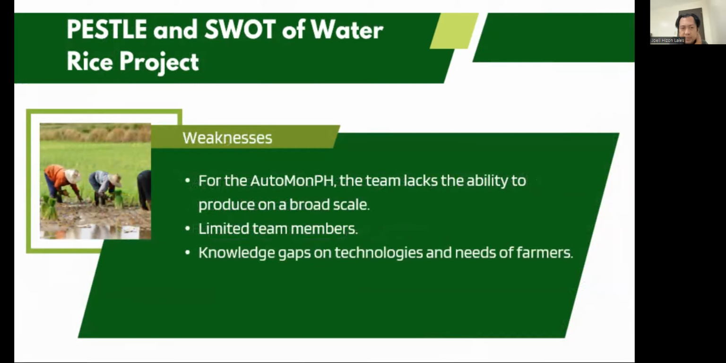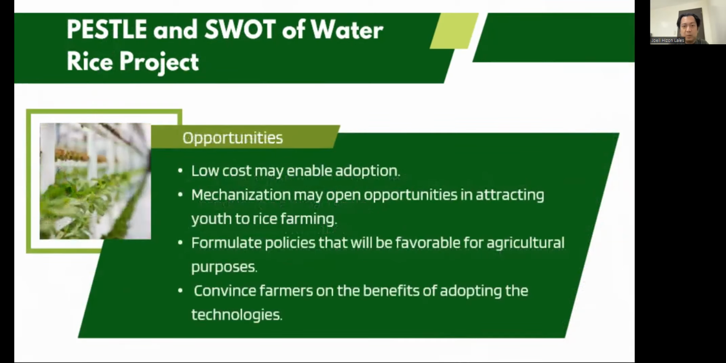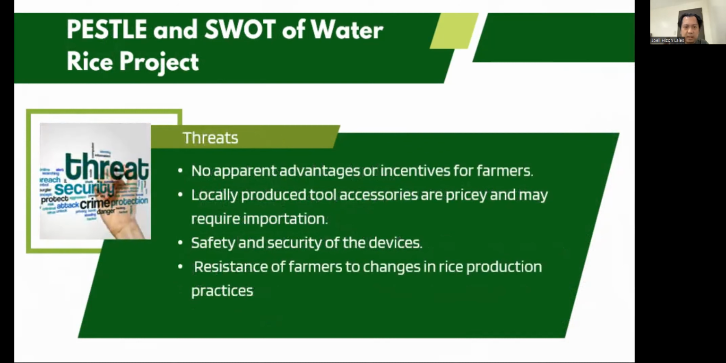Weakness, yung dito ko ibabato yung tanong mamaya, yung scaling up and scaling out. Kulang tayo dyan. Limited team members, and of course, the farmers, there is a knowledge gap. Again, I will throw the question related to this one. Opportunities, of course, relatively low cost, baka sakaling may adapt siya. Okay, mechanization, of course, this is one way to modernize agriculture, and this is where we are attracting young people, no? Yung mechanization, digital farming, precision. We want to take advantage of policies to welcome this adoption.